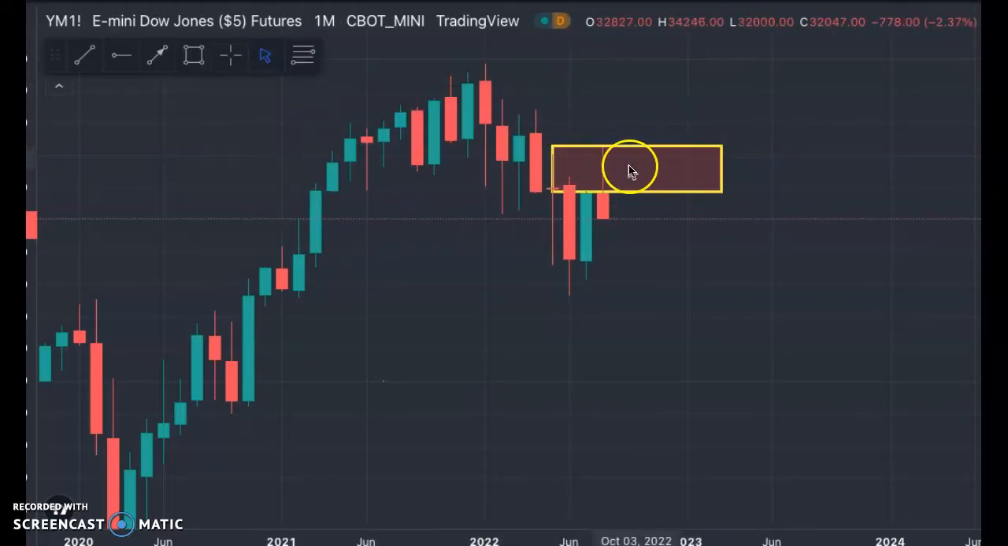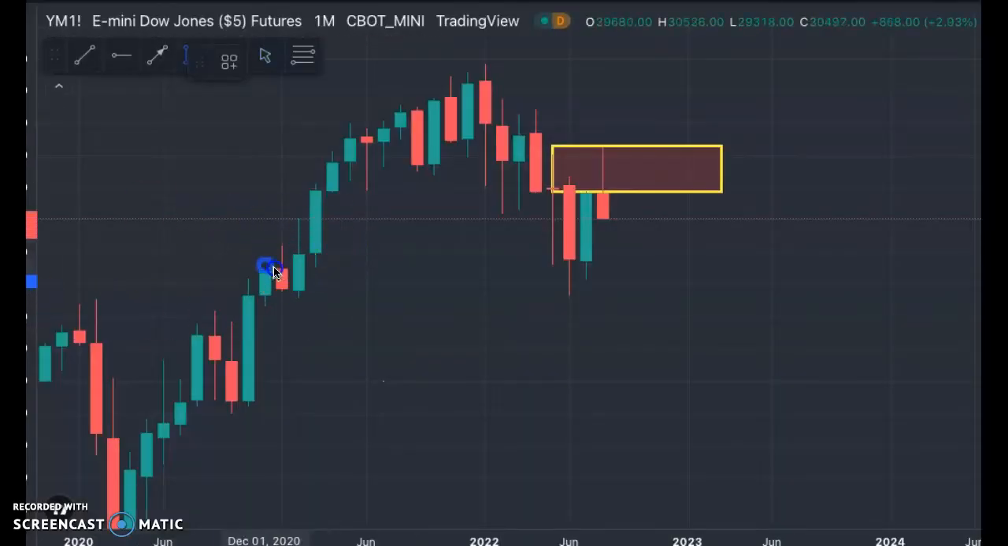Red means supply zone. This is where the sellers are. As you can see, sellers came up here, pushed it back, and buyers tried to come all the way in, and now sellers are pushing them back down. And then I'm going to draw my monthly demand zone.